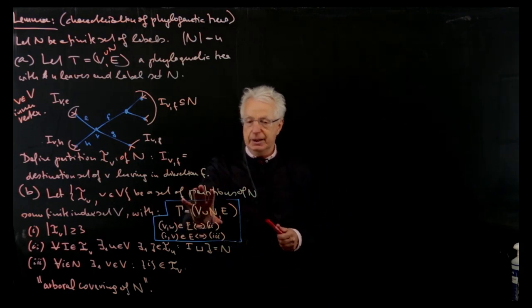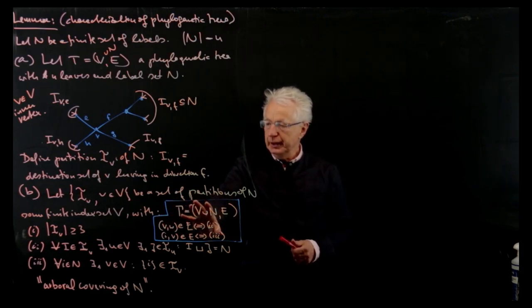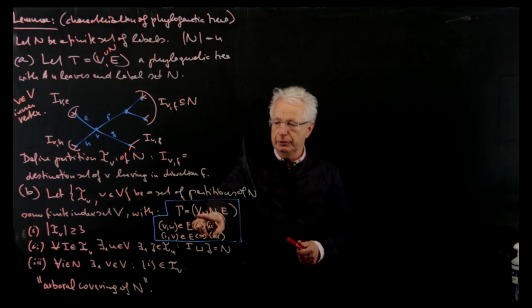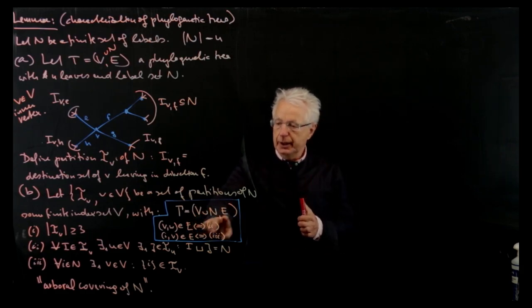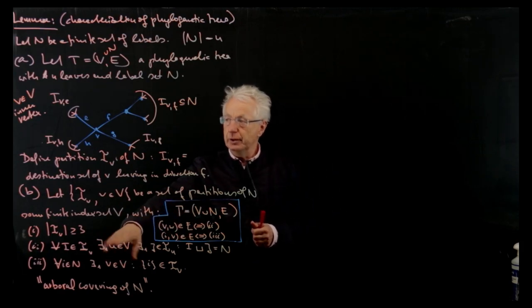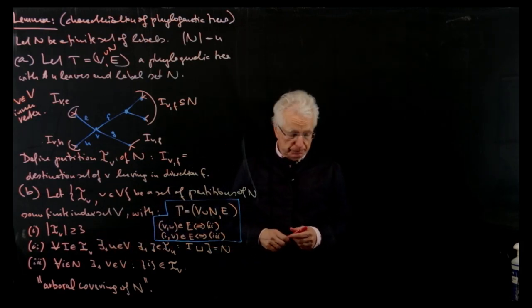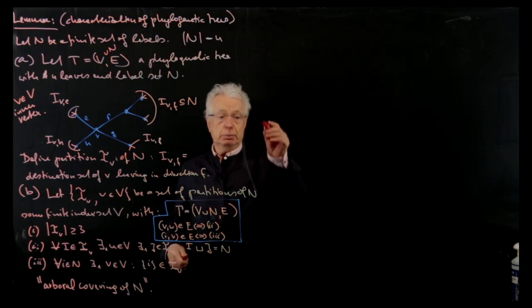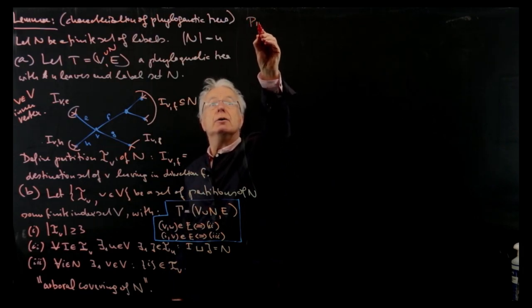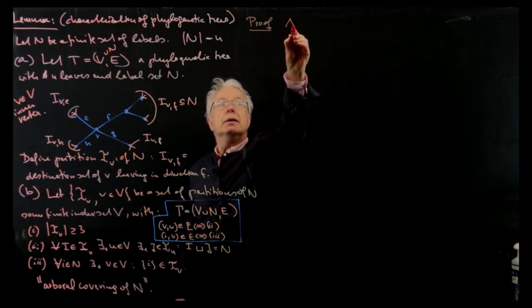So I repeat. Here you see again the construction of B. The graph gamma consists of inner vertices V, leaves N, and the edges are defined by these two conditions here. So let me prove this, at least to a certain extent.